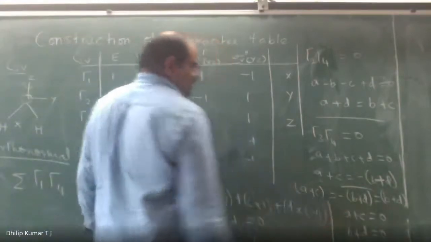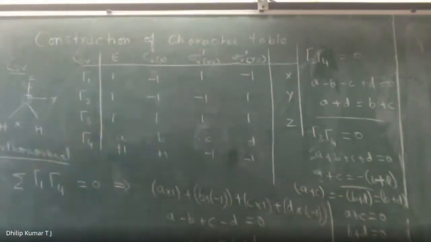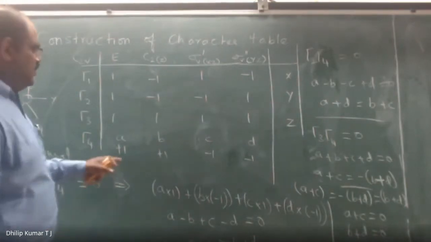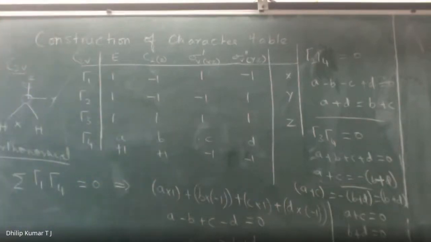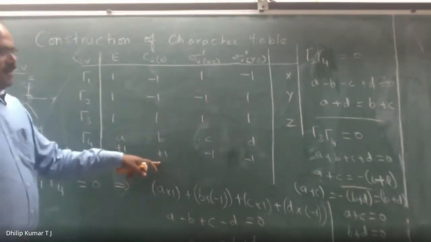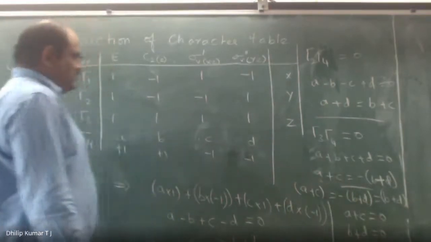So from that, things get cancelled out, right? So it's all 1D. It's a one-dimensional representation, right? So it could be +1 or -1. That's why A is +1, C is -1. Again, B is +1, D is -1. So like that one can write.